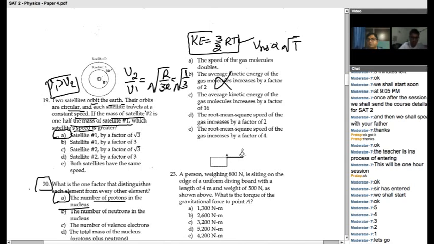So the speed of gas molecules doubles, the average kinetic energy doubles. The root mean square speed of the gas increases by a factor of 2, because Vrms increases by 4 times, and when you take the square root of 4, that is 2. So it will become 2 times.